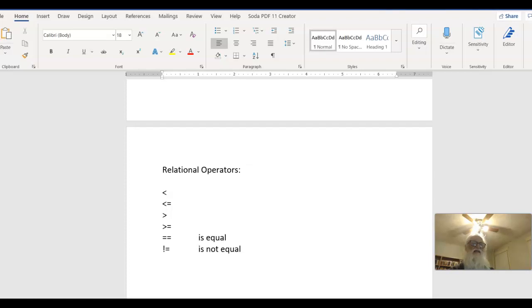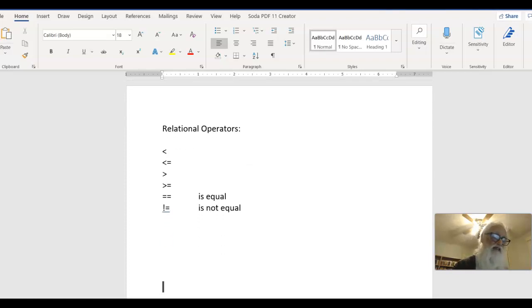We can throw them together in almost any order we want, just as long as they make sense. So we could have A equals B or A equals C. That would be a perfectly good expression. The relational operators are done first. So I don't believe we need parentheses here. But if you want to make sure, you can put parentheses around it just in case.